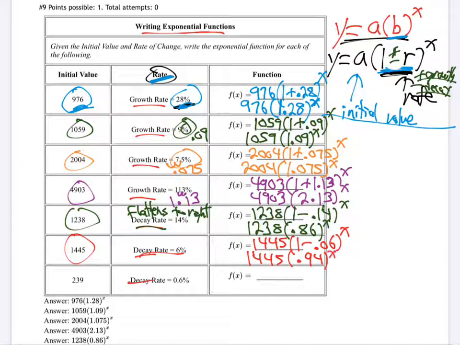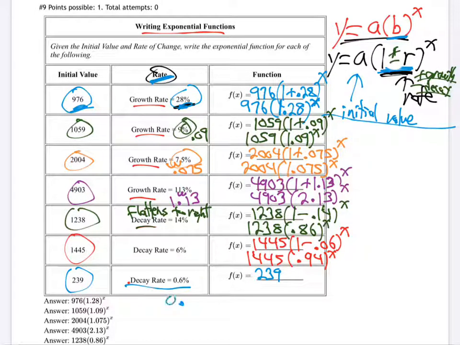0.94 to the x. Last one here. Oops. Last one. We're going to say this one's got a decay, so it's negative again. Decay rate 0.6%. So 239. So we start at 239.